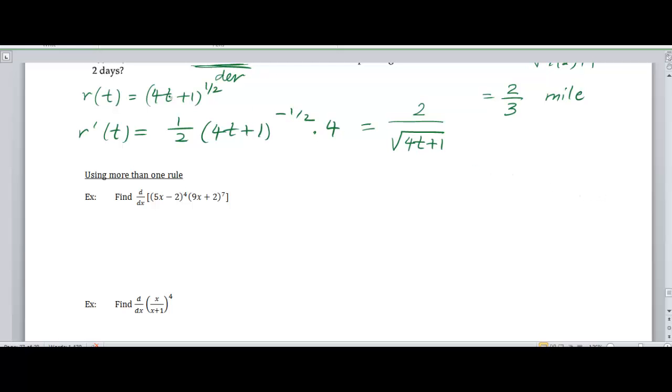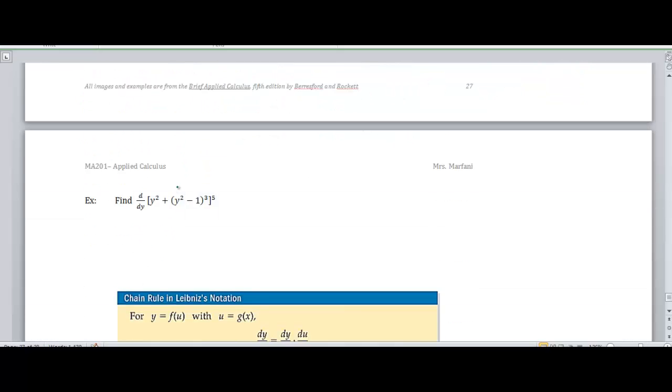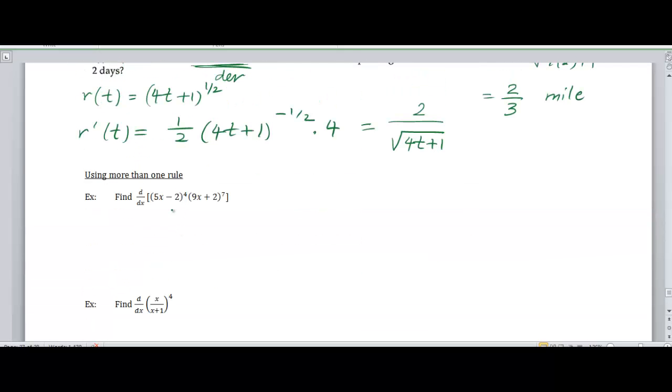Let's look at some of these problems. These are using more than one rule. So here you can see I have a function raised to a power, function raised to a power. So now I have to use chain rule. But I also have the two things multiplied together, so that is also product rule. Now the question is, which one do you do first, the chain rule or the product rule? Well, look at the entire function. The entire function is a product, right? So you're going to do the product first, and then within the product rule, you're going to do the chain rule.